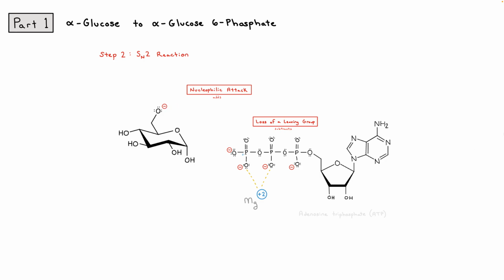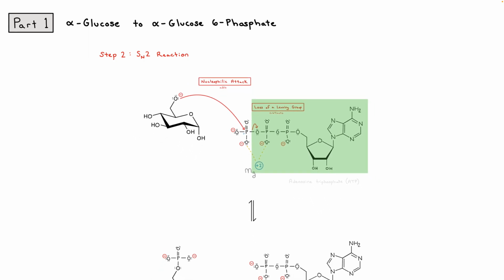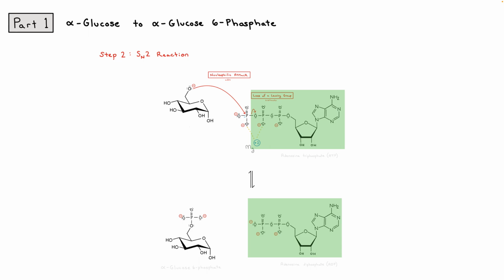So the nucleophile attacks that slightly positive phosphorus. The bond on the other side breaks. The electrons go to the most electronegative place nearby, in this case onto this oxygen. That's our loss of a leaving group. And so here, after this reaction happens, the phosphorus that was on the end of ATP ends up attaching to the oxygen on carbon number 6 of alpha-glucose. So now we have alpha-glucose-6-phosphate.